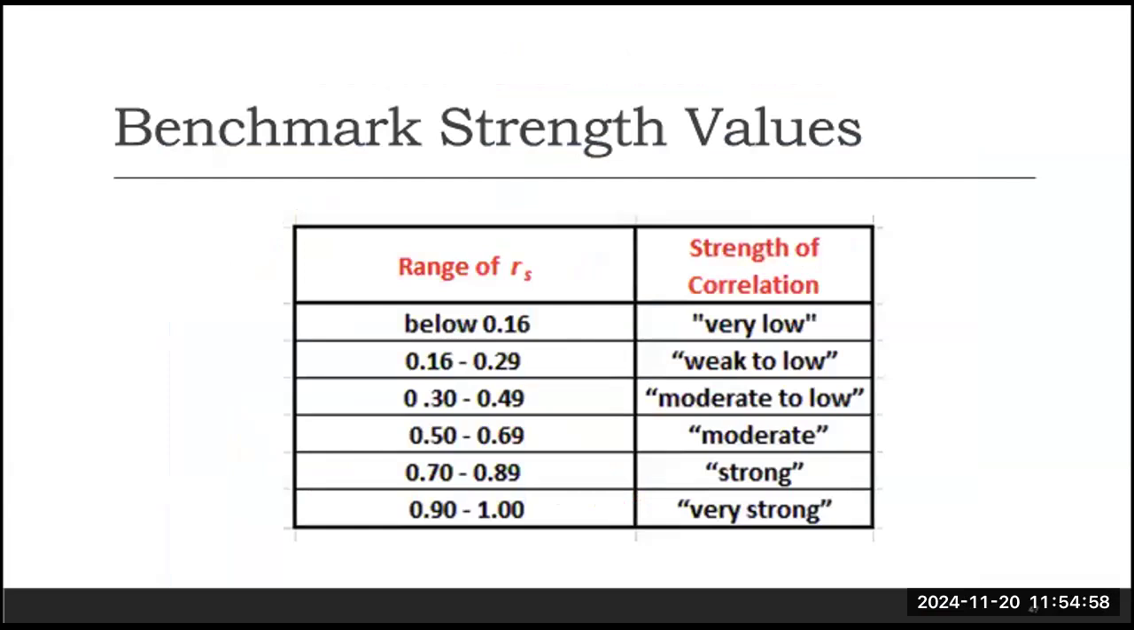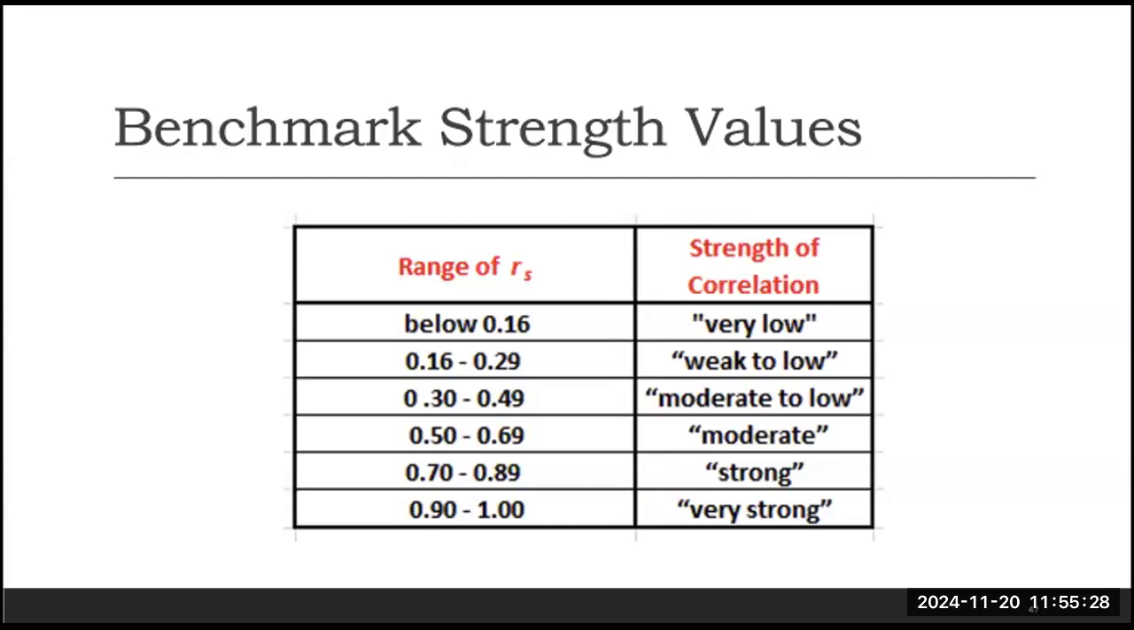Finally, here's some kind of benchmarks, right? So if we have a correlation, or Pearson's r, of below 0.16, we say that's a very low correlation, barely able to predict what the other value will be. 0.3 to 0.49, moderate to low. And what we really want to see are pretty strong correlations, 0.7 to 0.89. Values of 0.9 and 1.0 are very strong.